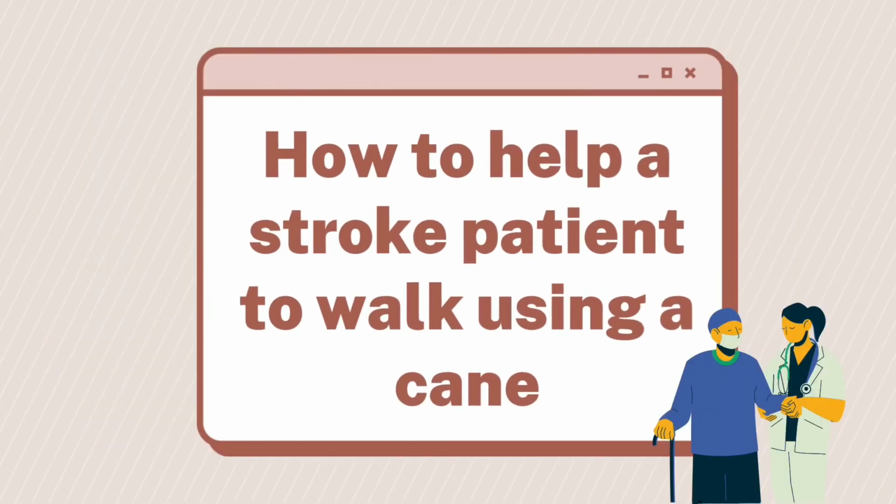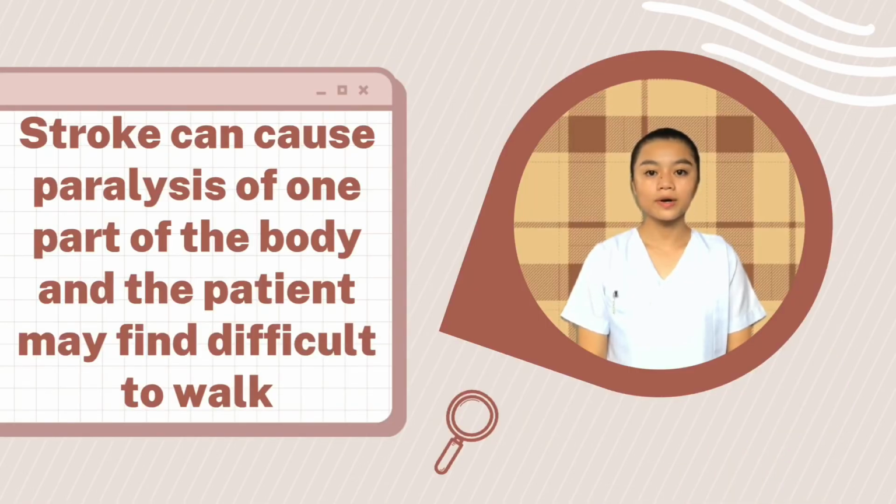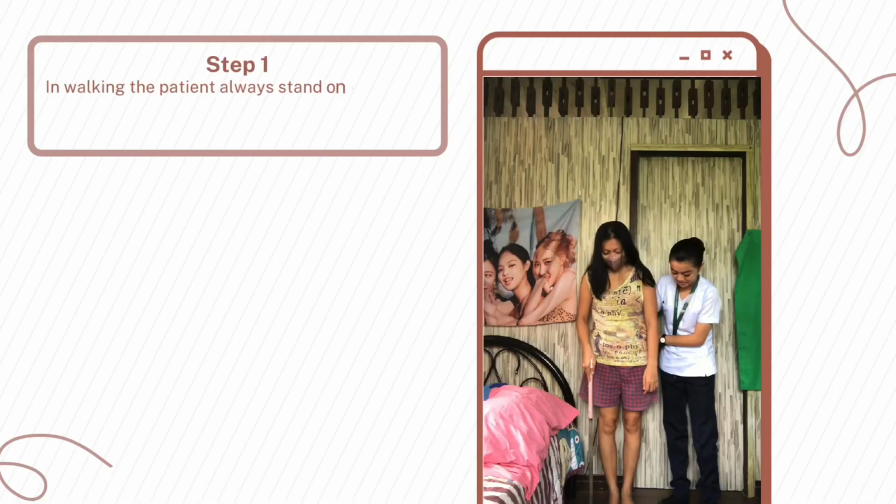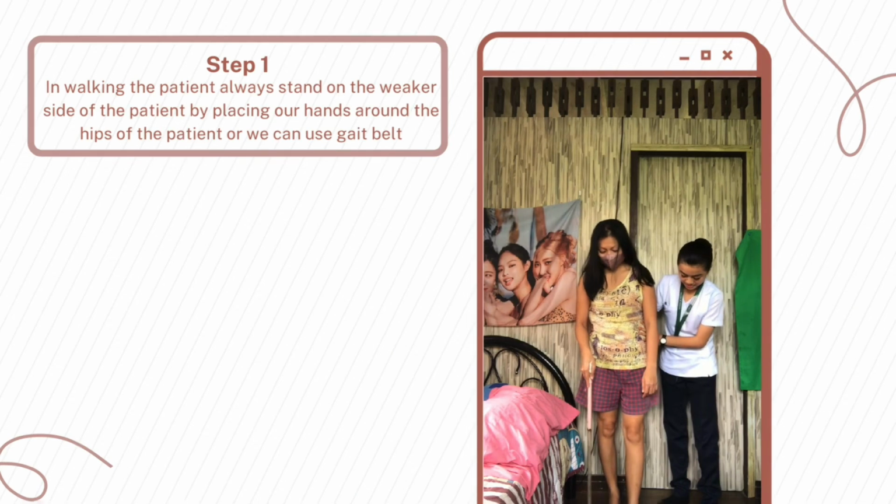How to help a stroke patient walk using a cane. Stroke can cause paralysis of one part of the body, and the patient may find it difficult to walk. Step 1. In walking the patient, always stand on the weaker side of the patient, placing our hands around the hips of the patient, or we can use a gait belt.